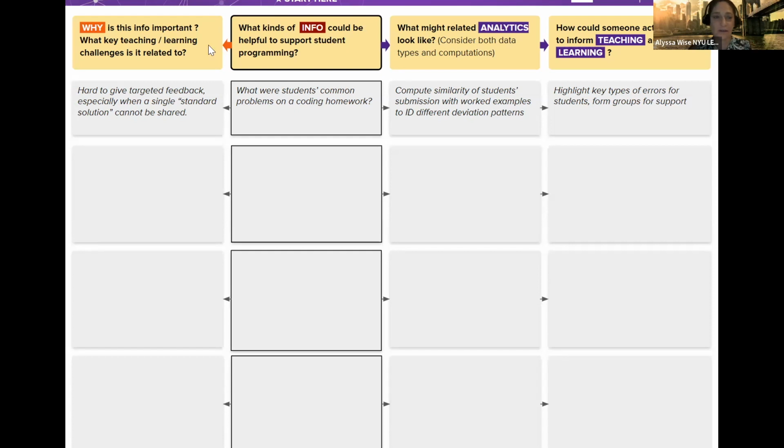Of course, Zoom is hiding my screen. There we go. So, for example, one kind of information that might be interesting is what were common problems students had on a coding homework. That could be important to make sure to give feedback when there's not a single solution that would work. And some of the analytics perhaps discussed by Sharon might be comparing similarity of students' submissions with examples and with each other's. In this case, you could look at the differences in the hard and easy problems and how quickly they were solved. And one way to apply this would be to highlight key types of errors for student groups.